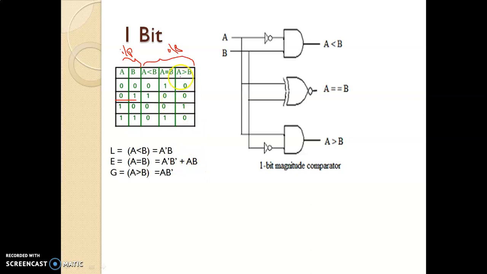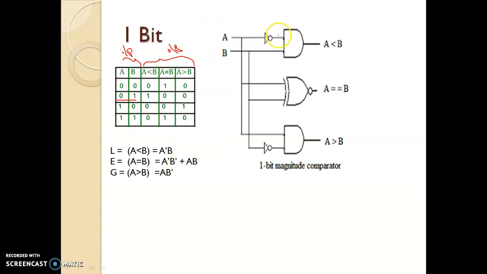Now, when will you say that A is greater than B? Your A has to be 1 and B has to be 0, isn't it? That is this condition: A is 1 and B is 0, that is A B bar. So G, A greater than B, is A B bar. Now we can implement these three equations in the circuit. We are providing A and B.